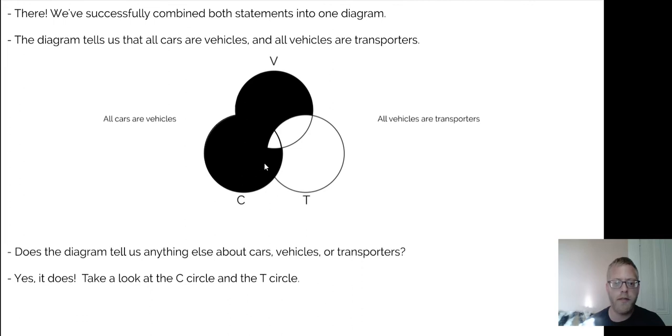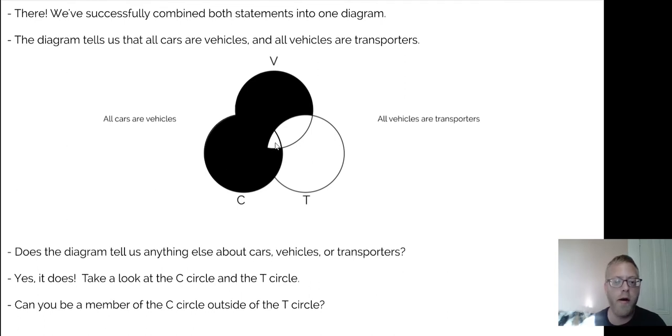Well, look at the C circle. This is saying that if there are any cars at all, they can only exist in this little white patch right here. Everywhere else is death and nothingness. It can only be right here. Well, where is that? Yes, it's in the vehicle circle, like the first statement says, but it's also in the transporter circle. So can you be a member of the C circle outside of the T circle? No, it's all blacked out. This is the only area, right?